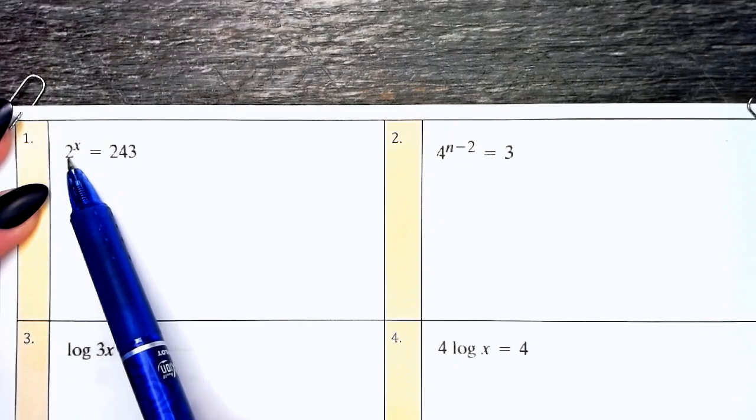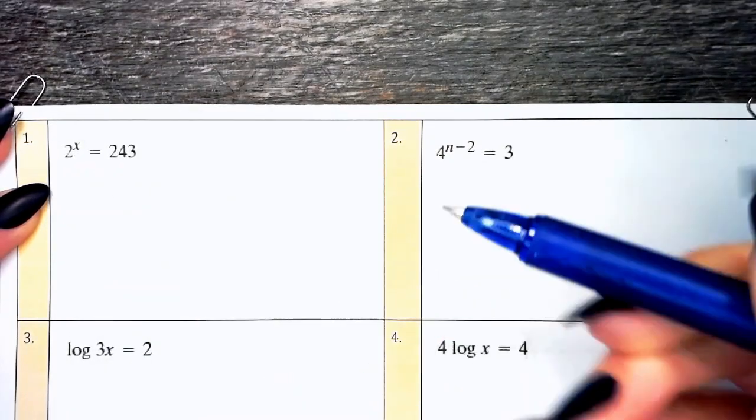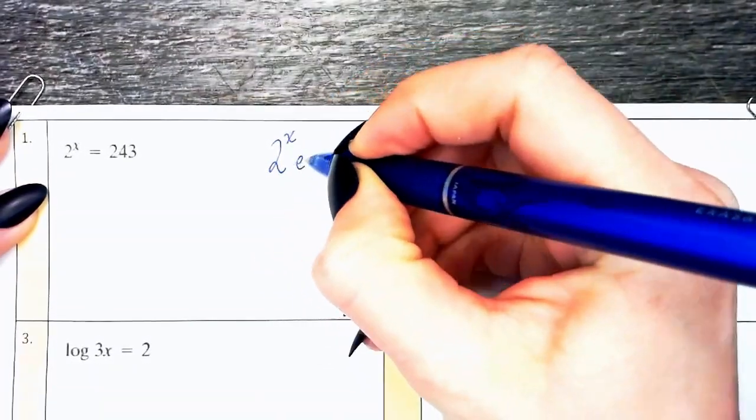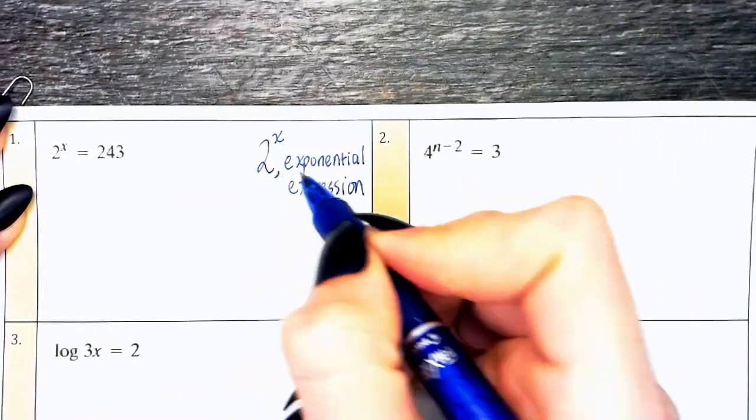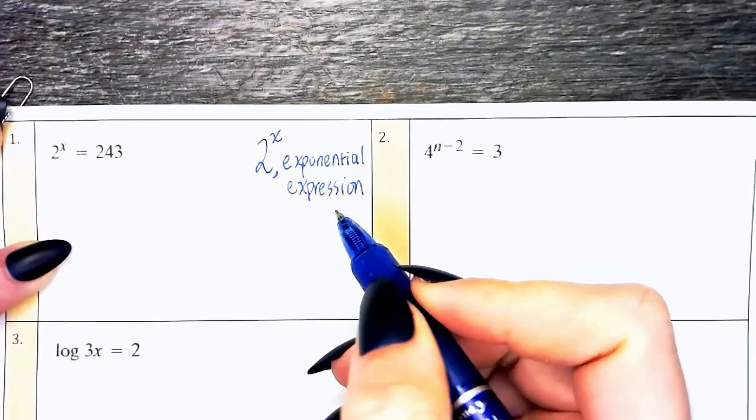If I'm working with the base of 2 raised to the x, that's what we call an exponential expression. There's no equal sign, so I shouldn't say equation. This is an exponential expression. To clean up an exponential expression, we use the inverse.